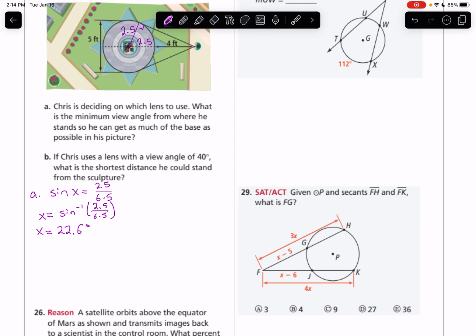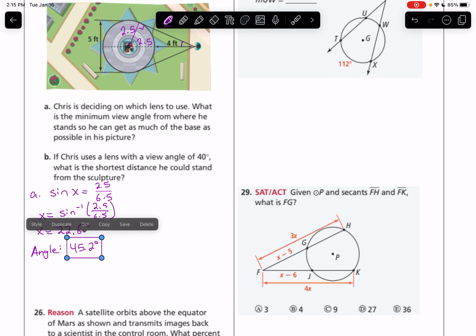That's only half the angle, because he's only looking at the top half of the angle right there. We also have to double it because we have two halves of that angle, from his line here towards the right and towards the left. So we're going to say that we double that. So the angle is equal to 45.2 degrees. And that's the answer for A.